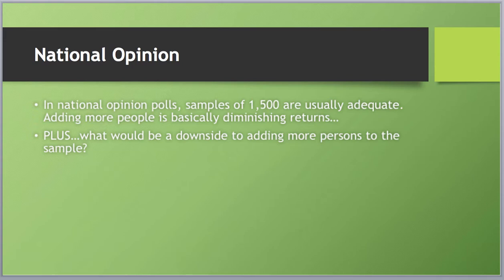Okay, so think about that. Going from 1,000 to 1,010 doesn't really do a lot of good. Same with national opinion polls. Going from 1,500 to 1,600 doesn't make a huge difference. Plus, what would be a downside of adding more persons to a sample? I want y'all to think about that. What are some of the downsides to adding more persons to a sample?